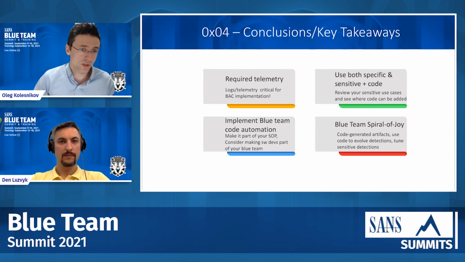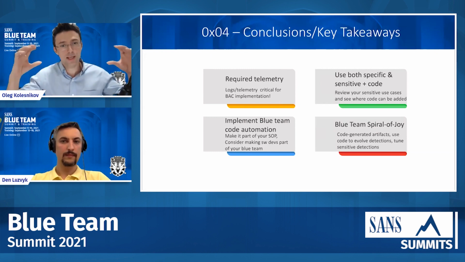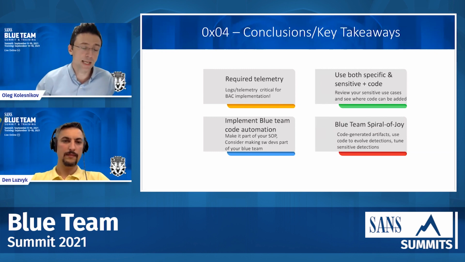You want to use code-generated artifacts and use code to evolve your detections, tune your sensitive detections to arrive at the joy stage where you have a much better base for you to be able to detect red team activity and ultimately the real-world attacks.